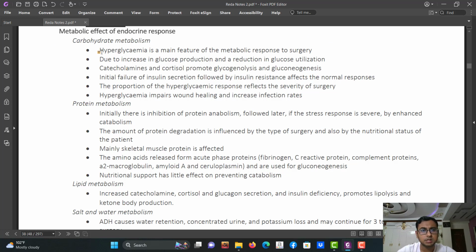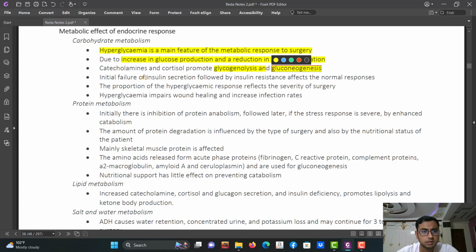So hyperglycemia is a main feature of the metabolic response, due to increased glucose production and reduced glucose utilization. So increased production but reduced utilization, that's why hyperglycemia occurs. And the catecholamines and the cortisol promote glycogenolysis and gluconeogenesis, that is carbohydrate produced from non-carbohydrate precursors like protein or fat origin.